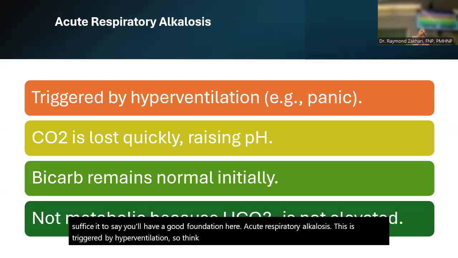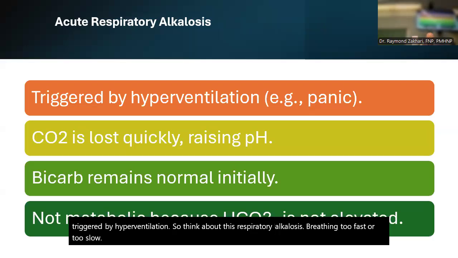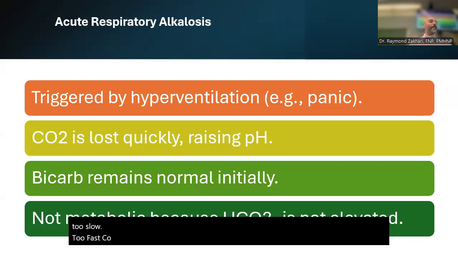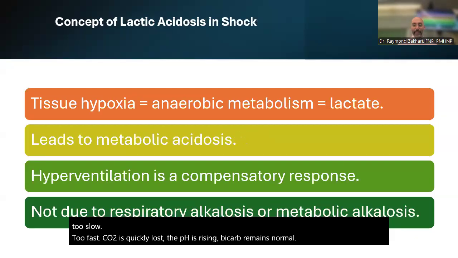Acute respiratory alkalosis, this is triggered by hyperventilation. So think about this. Respiratory alkalosis, breathing too fast or too slow? Too fast. CO2 is quickly lost, the pH is rising, bicarb remains normal. Okay, good.